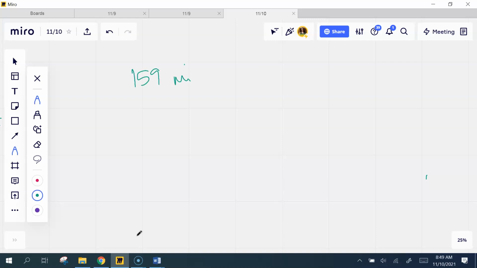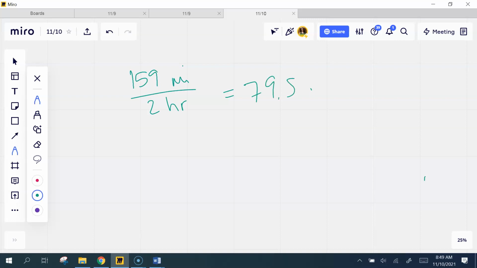159 miles in 2 hours. So that would mean that it's an average of, what is it? 79.5 miles per hour. Yeah, this is 11.